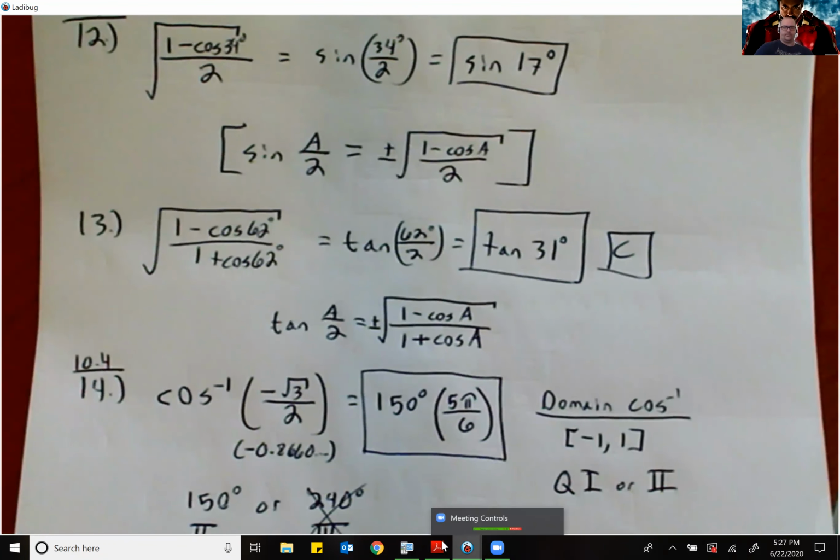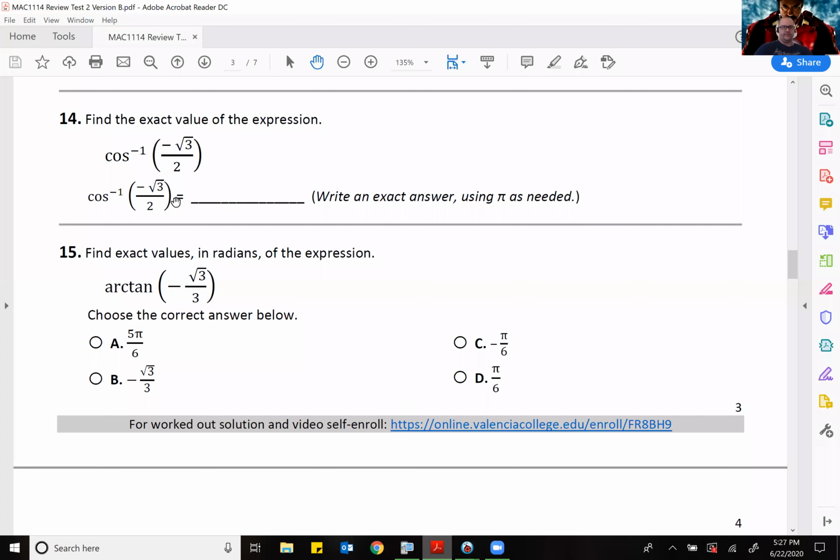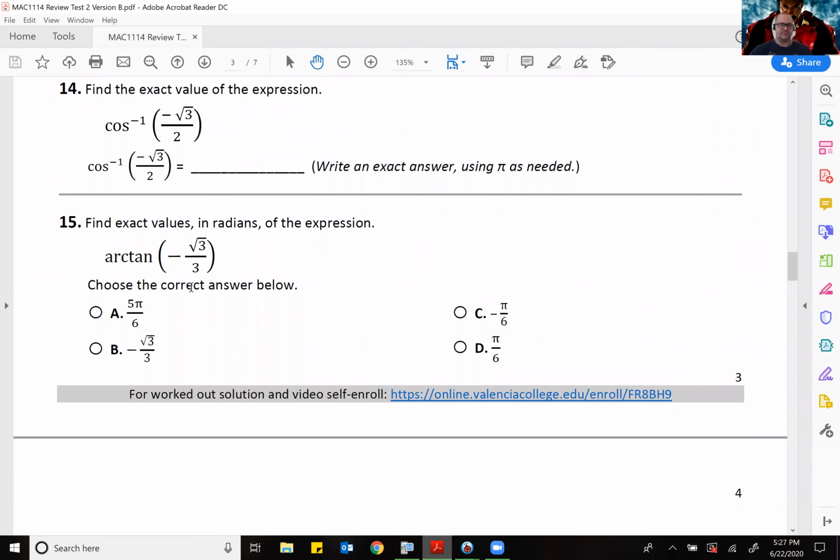All right. So you're going to do it again. This time, though, with arctangent. And again, it says in radians. It's multiple choice, so you know that it's all in radians anyway. So right away, you can actually throw out one of those answers. Down here, you can throw out choice B because that's not even in radians. So 15, again, still in 10.4. We want arctangent of negative square root of 3 over 3. Okay?